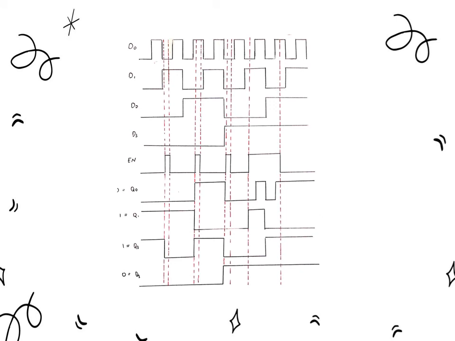As we can see, Q0 will follow the data input D0 and Q1 will follow D1. Q2 will follow the data input D2 and Q3 will follow data input D3.